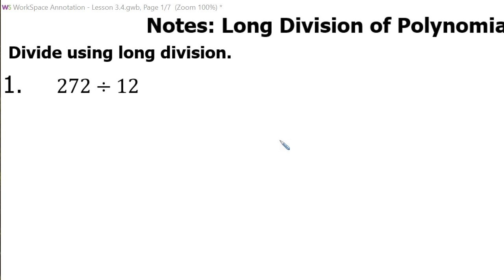Okay, today we are going to be dividing polynomials using long division. It's been a while since you've done long division, so we're going to do a refresher with problem number 1. So we have 272 divided by 12, and the instructions say divide using long division. So make yourself your little division house.